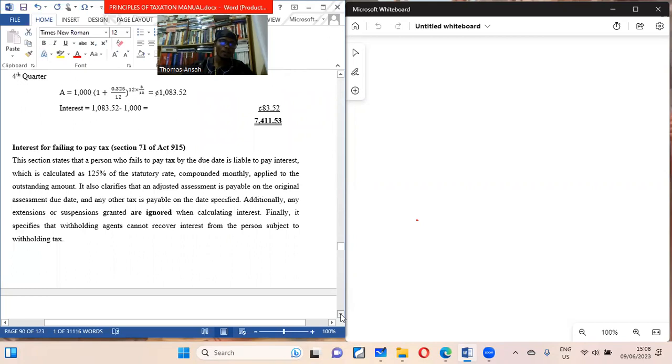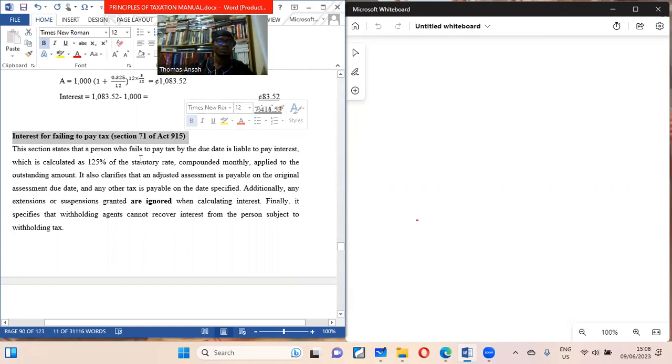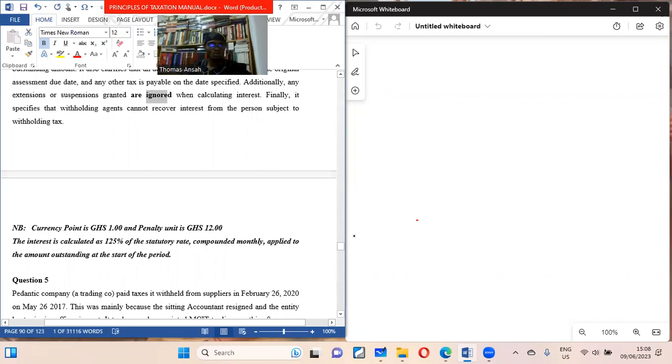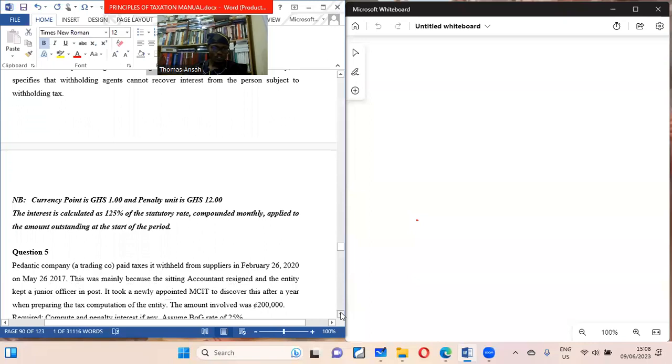Well, we have interest in failing to pay taxes. When you fail to pay the tax, you pay 125% of the statutory rate compounded monthly. Additionally, any extensions or suspensions granted are ignored in calculation of the interest. Finally, it specifies the withholding tax agent cannot recover interest from the person subject to the withholding tax. You took the money from somebody and you did not pay it. So you pay an interest of 125% compounded monthly, like the way that we just did. All right, so that is that. So look at this issue of pedantic.